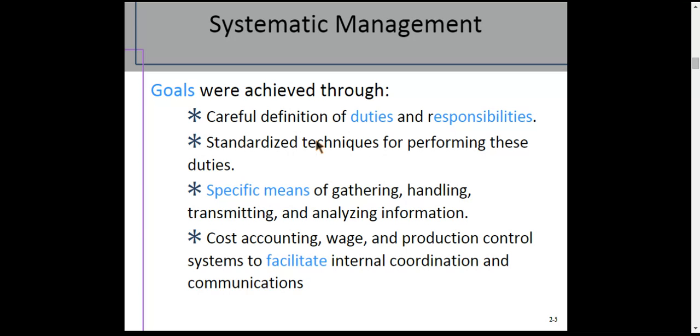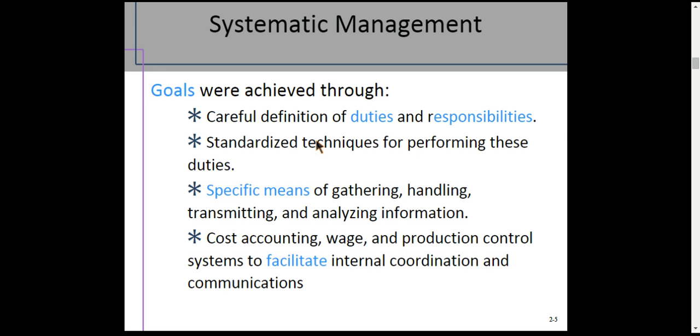And this was important then because prior to the Industrial Revolution, there wasn't a ton of business. People worked in farms. And then with the growth of cities and manufacturing, we would go to work, right? Instead of just go to the farm. And so standardization techniques, specific means of gathering, handling, transmitting, and then watching how much we spent.